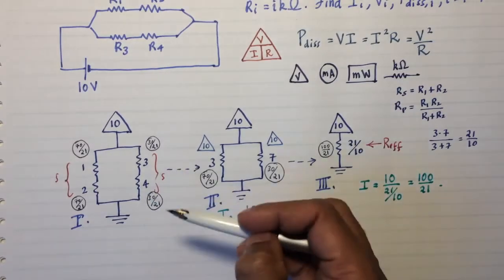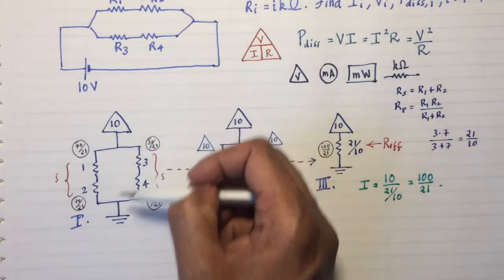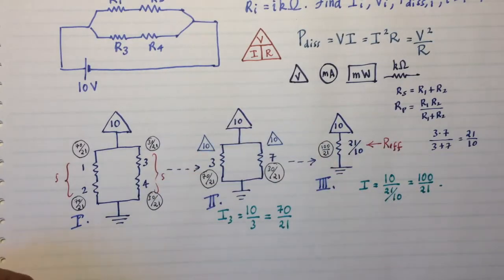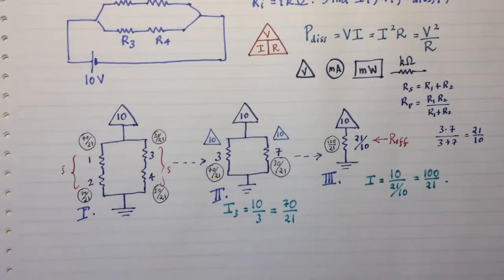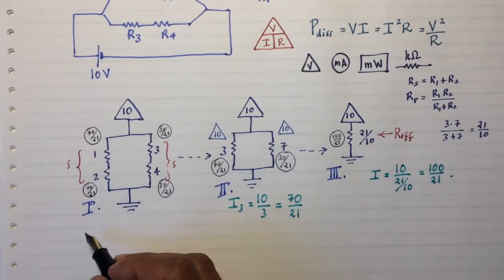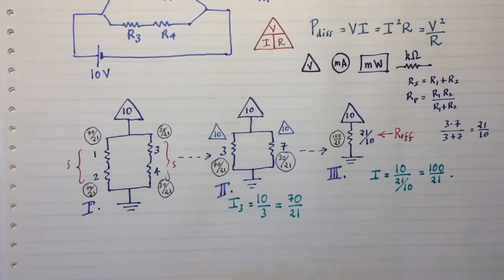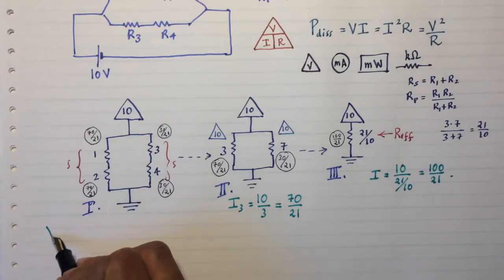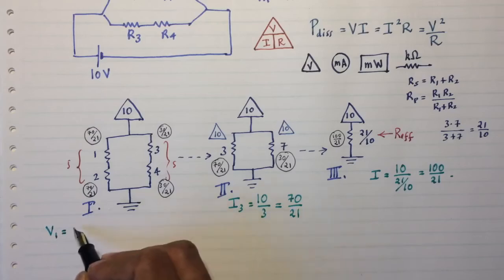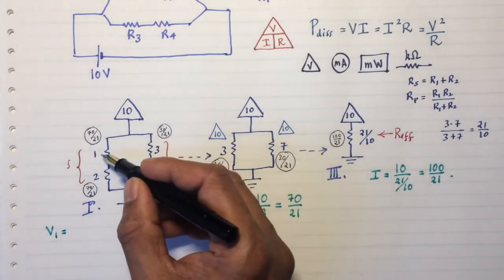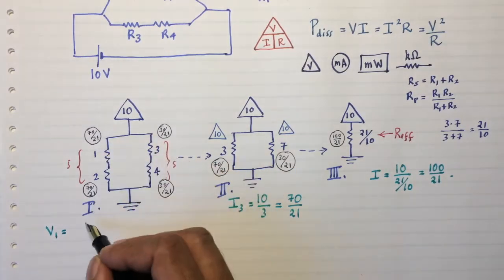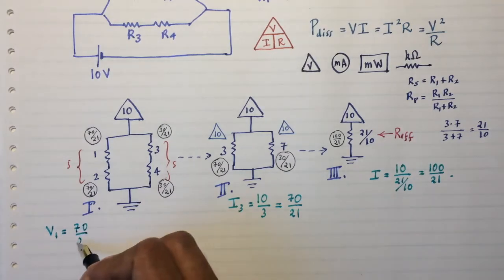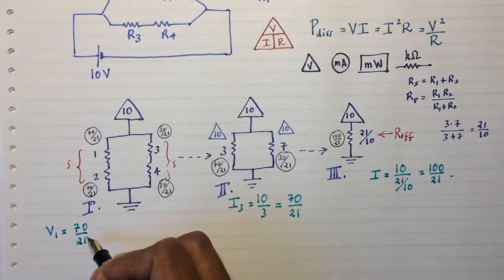What's not clear is how the voltage splits up. How does this 10 volts split up? Well, there too, what you have to do is realize that a bigger resistance always grabs the bigger voltage. But there's no guesswork involved. Let's just use V1 equals I1R1 for this one. The current is 70 over 21 and the resistance is 1, so that's 70 over 21 volts.